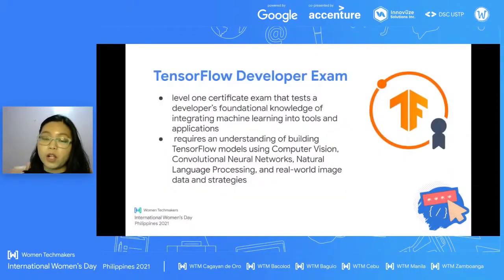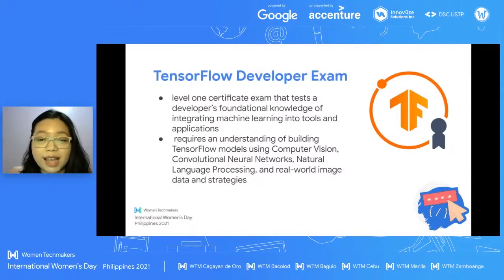So the TensorFlow Developer Exam is a level 1. That should be emphasized, I think. It's a level 1 certificate exam that tests a developer's foundational knowledge of integrating machine learning into tools and applications. So I think the level 1 should be emphasized, but it should not be underestimated nor overestimated. That's why we're here to see what the exam is all about, to set our expectations. Over preparation is good, I think, but under preparation is something that we don't want. Just knowing that it's just a level 1 exam, we don't want that.